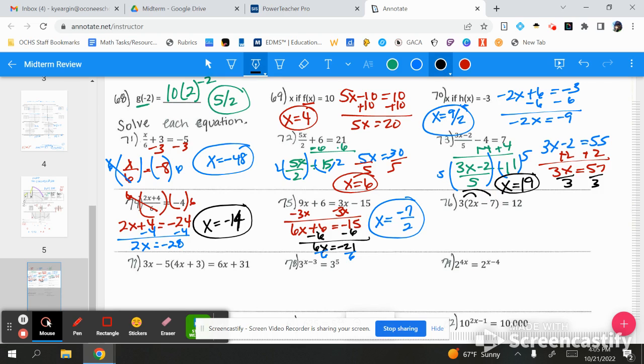For 76, we can either distribute first, which will give me 6x minus 21 equals 12. Then I'm going to add 21 to each side. So 6x will equal 33. Then I just need to divide each side by 6. Again, I can reduce this. 3 will both go into 33 and into 6. So it becomes 11 over 2, I'm sorry, or 5.5. Because 3 will go into 6 2 times.